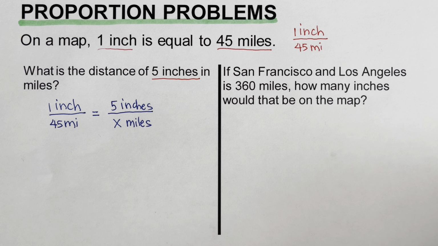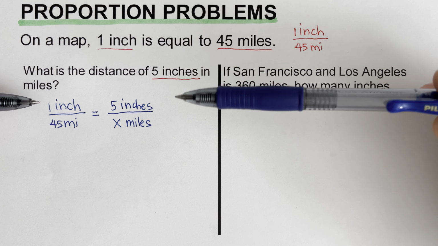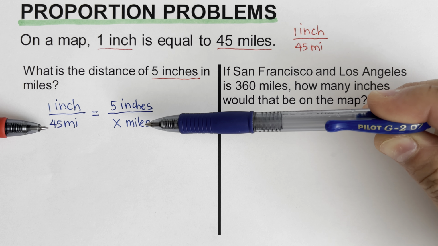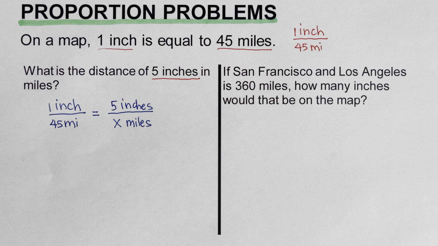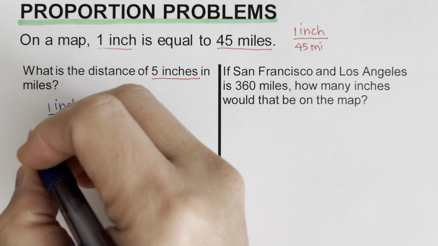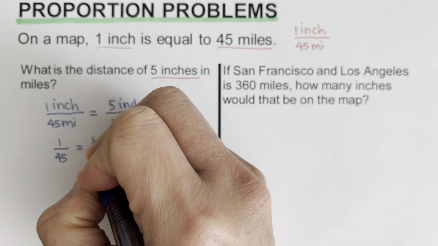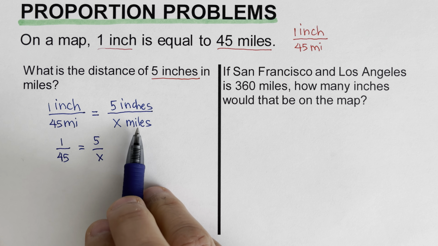As you can see, both ratios on the left side and on the right side are pretty similar. They both have inches on top and miles at the bottom. So we can do the math here. In order to solve this problem quickly, we get rid of the units so we don't get confused and overwhelmed. So I can write this as 1 over 45 equals 5 over x.